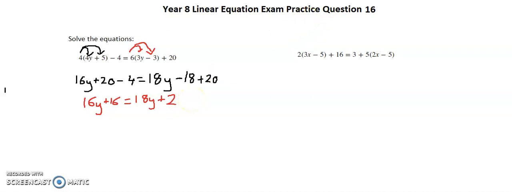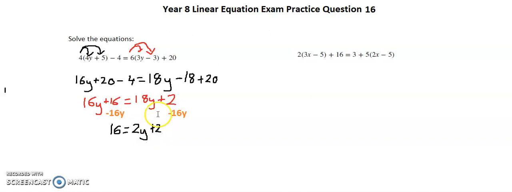So the next thing I need to think about is I want to get my variables on one side. So straight away I am just going to take away 16y to both sides. If I take away 16y to both sides, I am left with just 16 on my left. 18y take away 16y is 2y. And I've got plus 2.